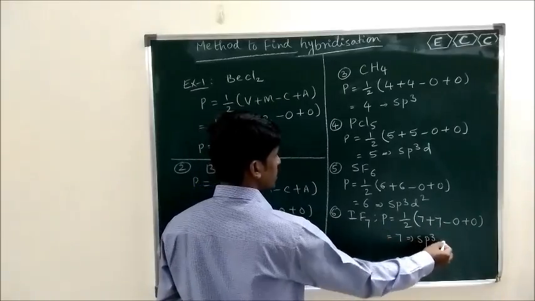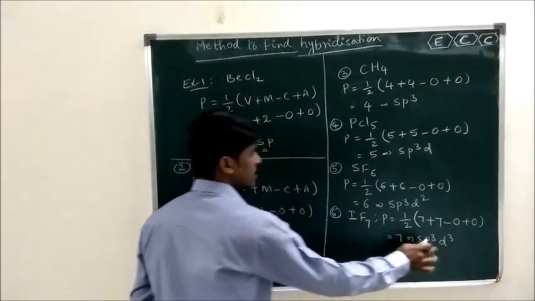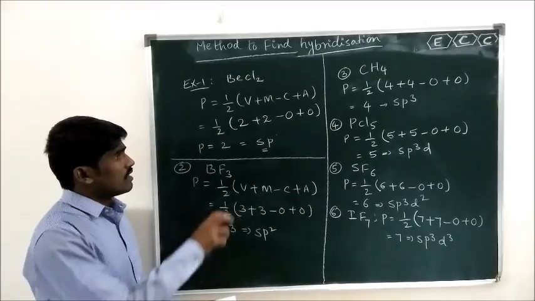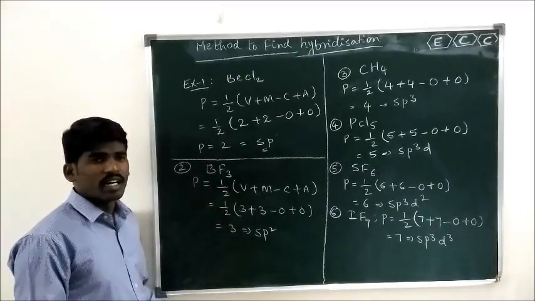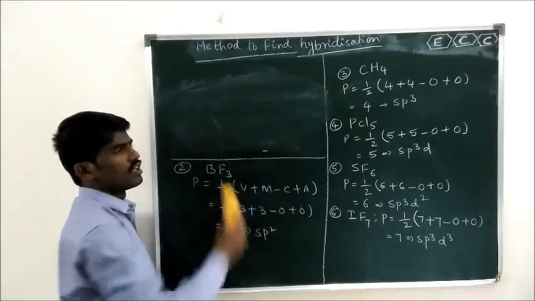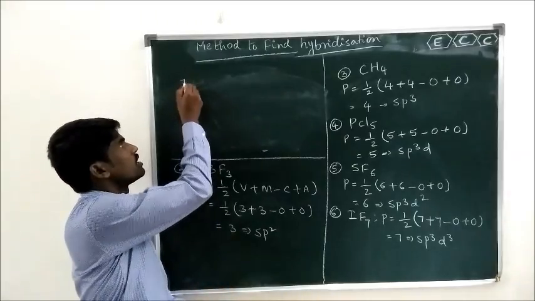If P is equal to 7, what is the hybridization? sp3d3. This is how the hybridization can be given. Like this, we can find out the hybridization of any molecule based on the electron pair method. I'll tell you a few more examples here.